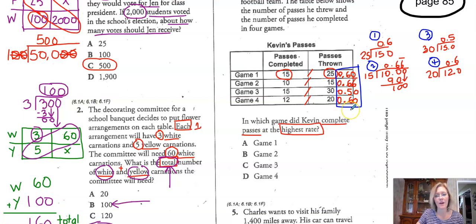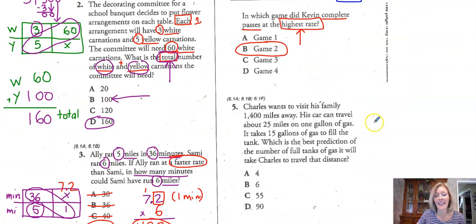I placed them over here on the chart, and if you'll notice, game 2 had the highest rate because I was looking for the rate that was the highest, okay? And it had a repeating decimal. So let's go on to the very last one here.